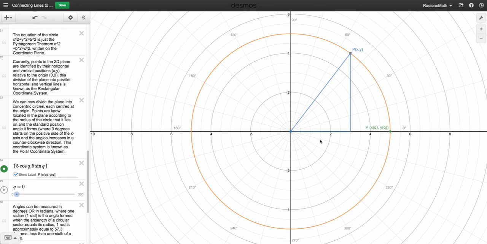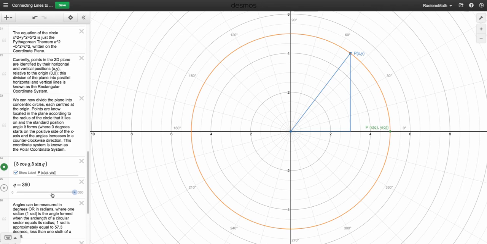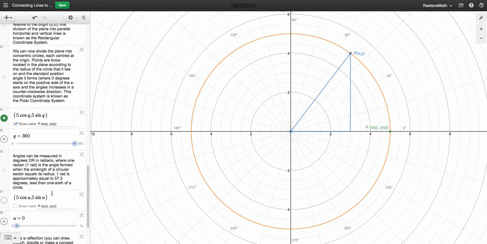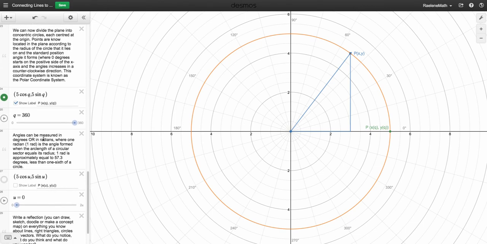Okay, well now we're going to take a look at another point, P. And this point P is measured here currently at 5, 0. And if we increase the value of Q, the angle, we can see that the x-coordinate changes and the y-coordinate changes as a function of the angle. And so as we go around the circle, x and y change. So we've looked at this using degrees, but we can also measure the angles in radian measure.